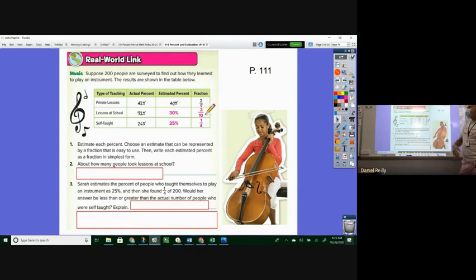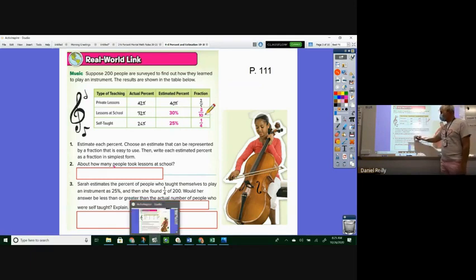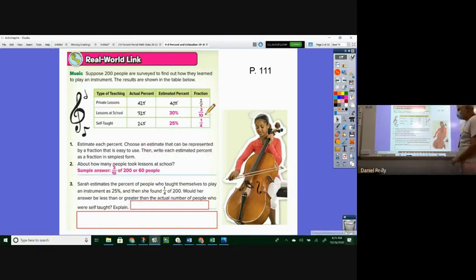So then it says to estimate each percent. We did that. And how many people took lessons? If it's out of 200, 40% of 200, this used the 100 rule, right? If it's 40 out of 100, then out of 200, it's going to be 80, 2 times this, okay? So how many people took lessons at school is 30% of 200, which is about 60, okay? About 60. And I wouldn't do this as 3/10 of 200.